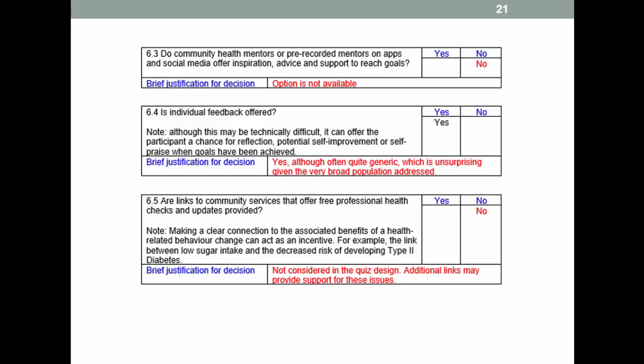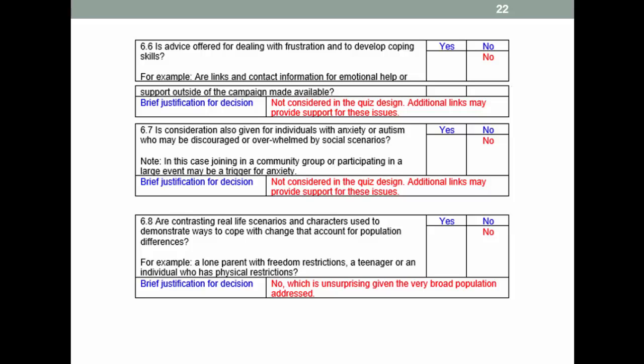The substantive issues, again, reflect the national nature of the quiz. Yes, for some, individual feedback is offered, but it's quite generic, and a couple of no's for community health monitors and links to community services. So we finish with three real-life issues: frustration, anxiety and freedom to act, and some examples of them there in the question. Once again, the one-size-fits-all nature of HEY is probably the key issue here. What do you think about the relationship between national campaigns, local action and individual responses, and the effectiveness of these campaigns?